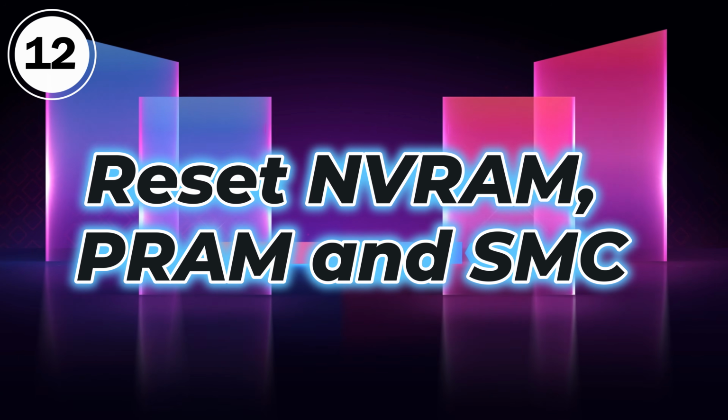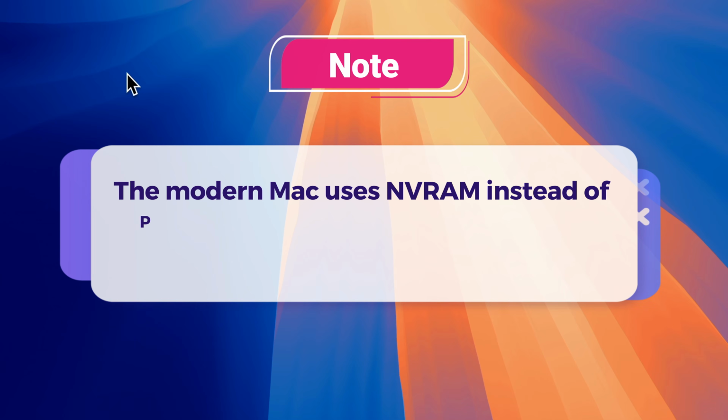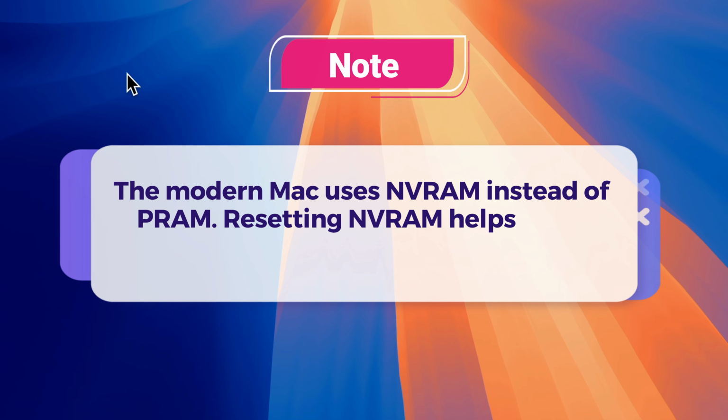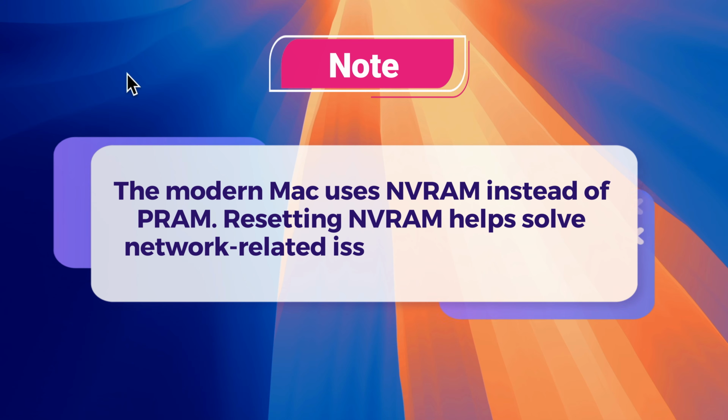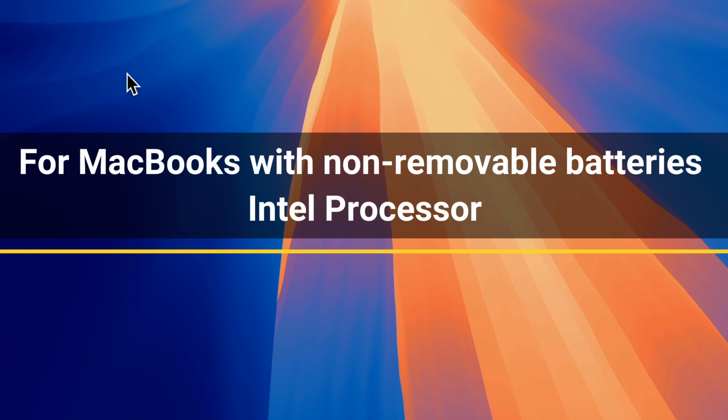Reset NVRAM, PRAM, and SMC. The modern Mac uses NVRAM instead of PRAM. Resetting NVRAM helps solve network-related issues on your device. For MacBooks with non-removable batteries.